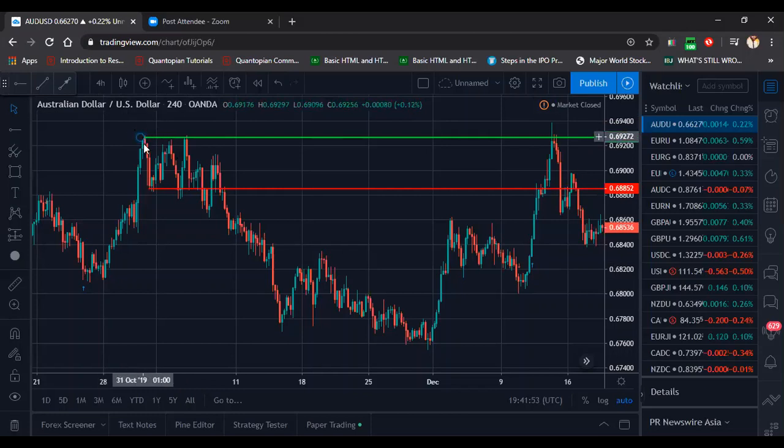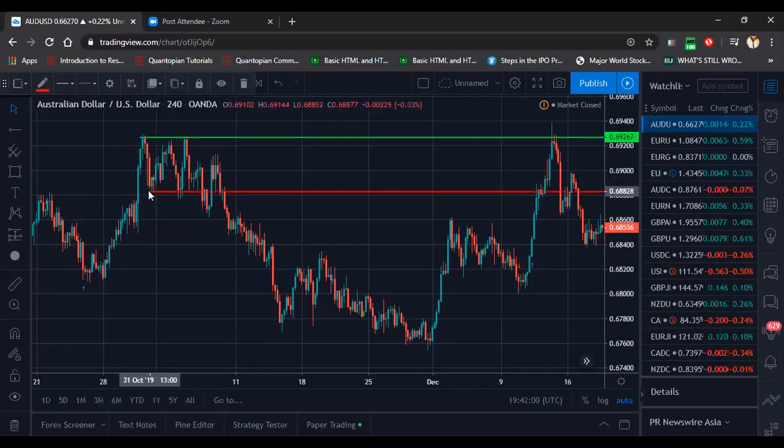So it got here and then it reversed. So this level is known as the resistance level. Now, the opposite of resistance is known as the support level. The support level basically shows the lowest price at which price was traded, and price was not able to go beyond that lowest price. So for here, price got to this level, but was not able to go below this level.